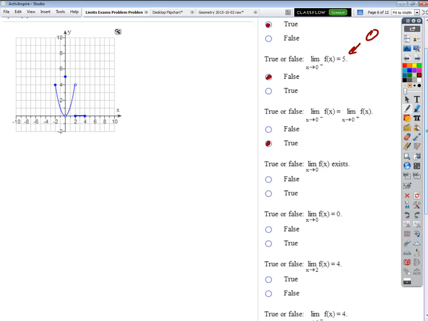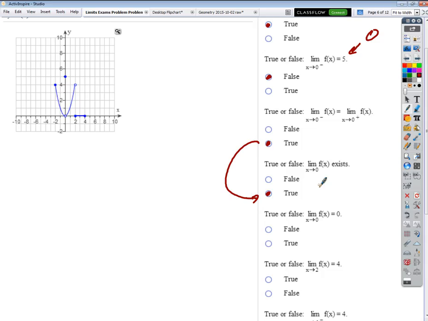True or false? The limit of f of x as x approaches 0 exists. True. If this is true, then this one has to be true. That's the definition of a limit, right? If the two one-sided limits agree, then the two-sided limit exists. That's the whole point of the one-sided limits.